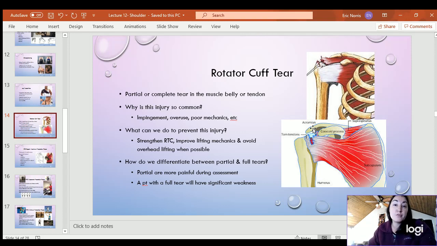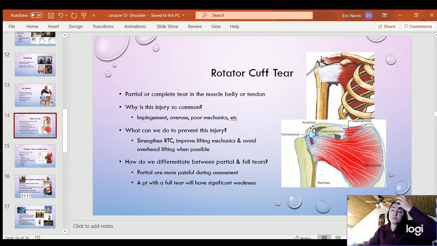If we improved our lifting mechanics and, when possible, avoided overhead lifting, that would be good as well, because impingement really doesn't occur until you're above 90 degrees of flexion. And so even if it's a little bit weak, if you could avoid overhead lifting, then that will avoid a lot of the wear and tear on that area.